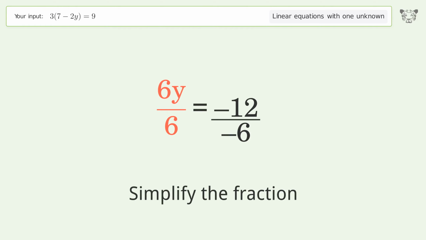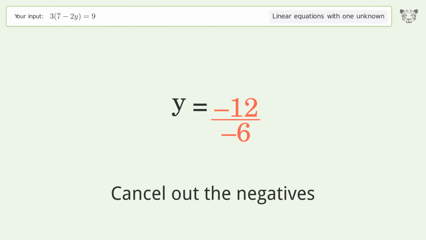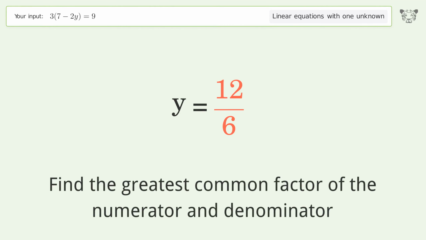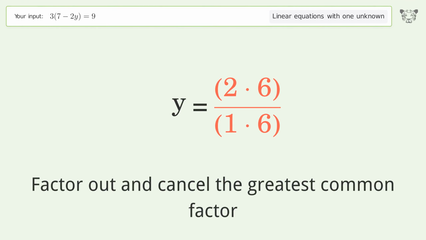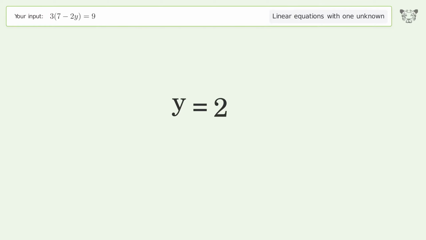Simplify the fraction. Cancel out the negatives. Find the greatest common factor of the numerator and denominator. Factor out and cancel the greatest common factor. And so the final result is y equals 2.